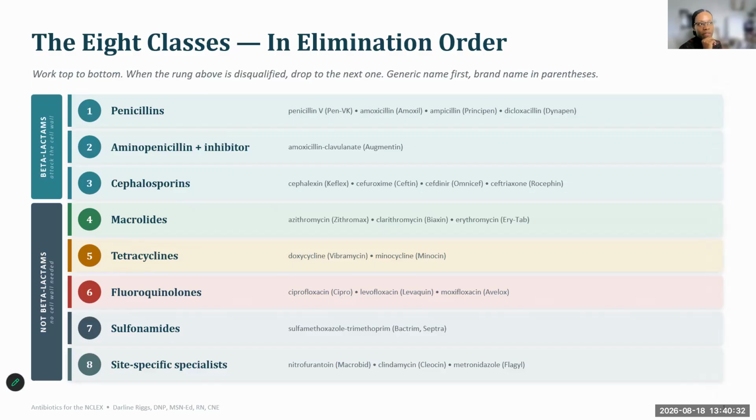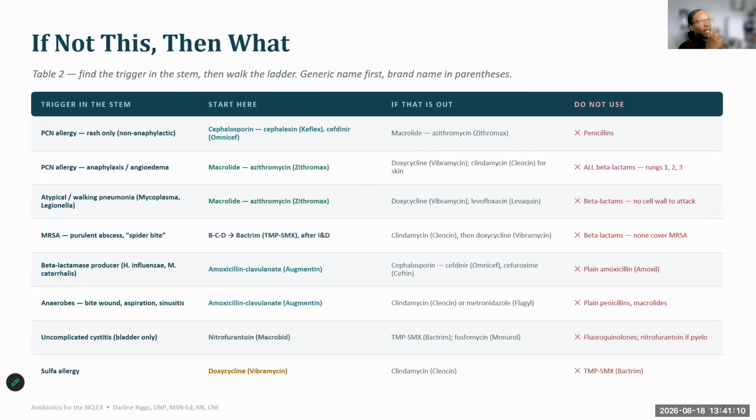And there are some site-specific ones like nitrofurantoin, which you're familiar with, Macrobid, especially for uncomplicated UTI. And under that umbrella, also clindamycin. Often when we're ruling out antibiotics for other reasons, we may end up giving clindamycin because all the others have been ruled out for one reason or another. And metronidazole, Flagyl, for some of your sexually transmitted infections. So that's what I like to call your cascade. So keep this one in mind. We'll refer to it again and again.